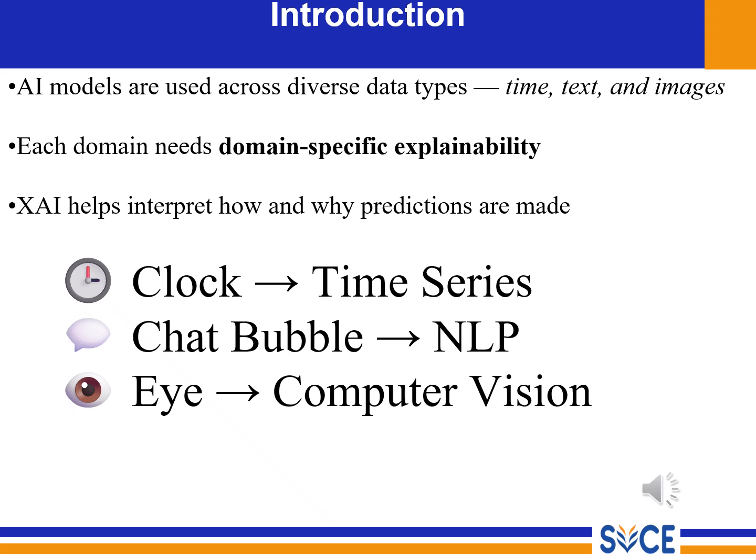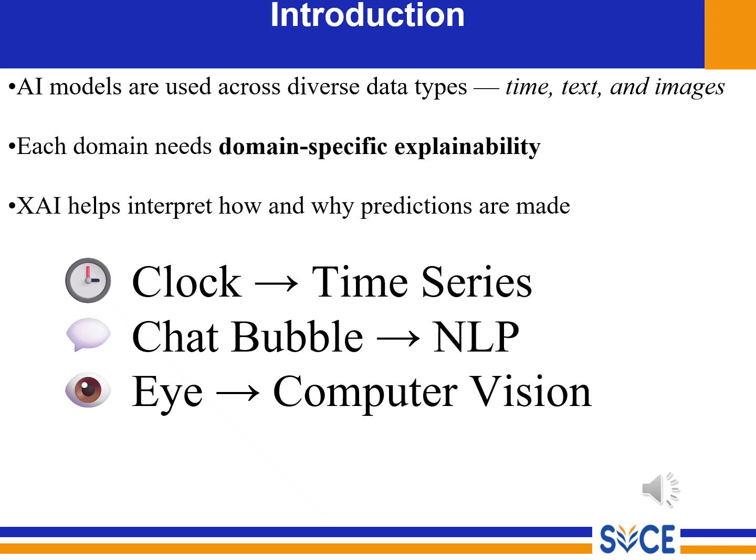Now the key idea you must understand here is this. Explanation is not one size fits all, meaning we can't use the same explanation method for all three types. For example, in time series, we ask which past time influenced the result. In NLP, we ask which word influenced the meaning. And in computer vision, we ask which part of the image influenced the prediction. So explanation is always tied to the nature of the data.